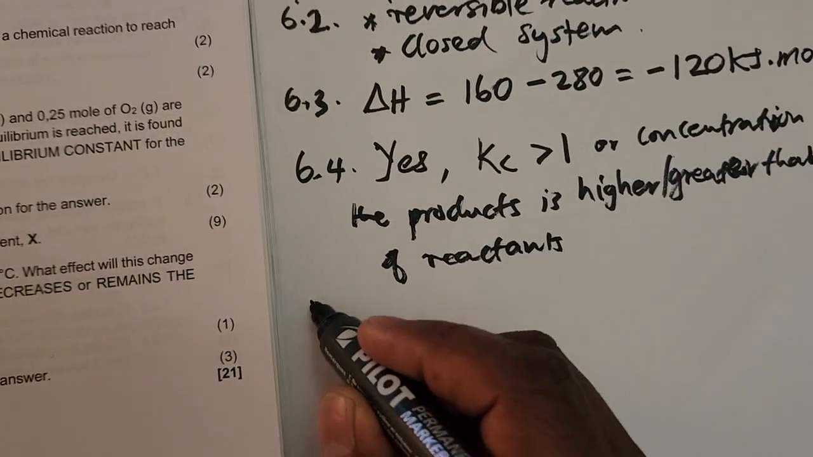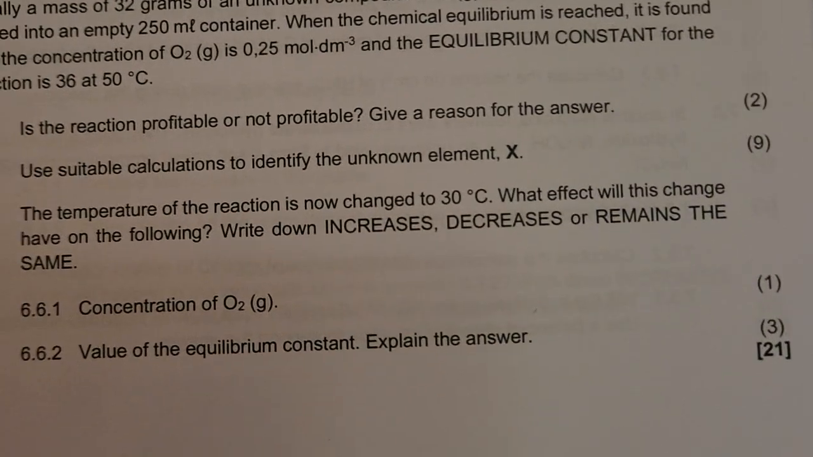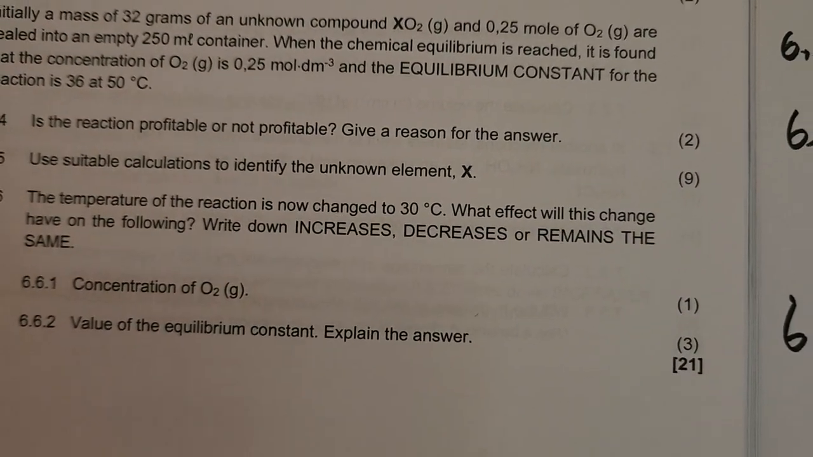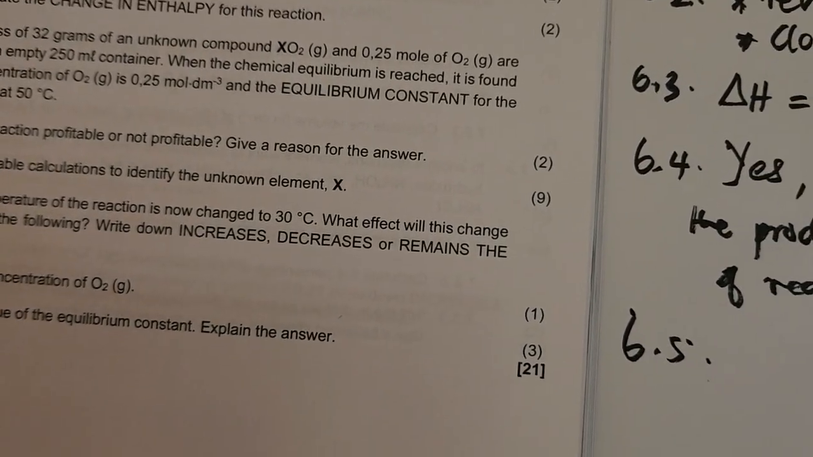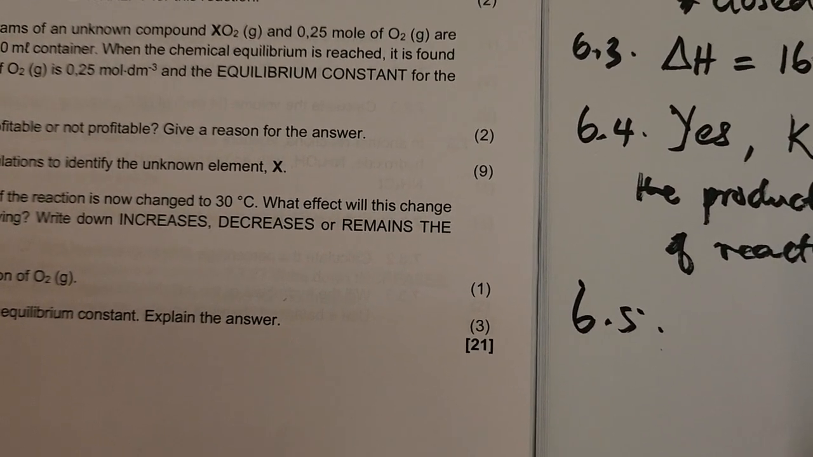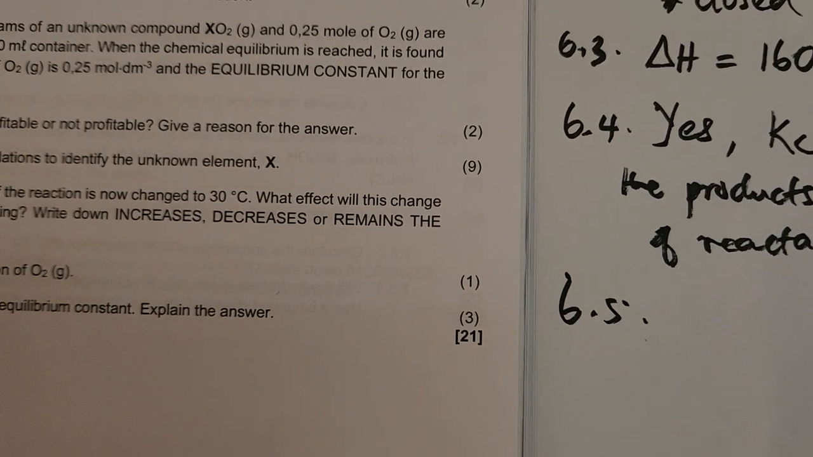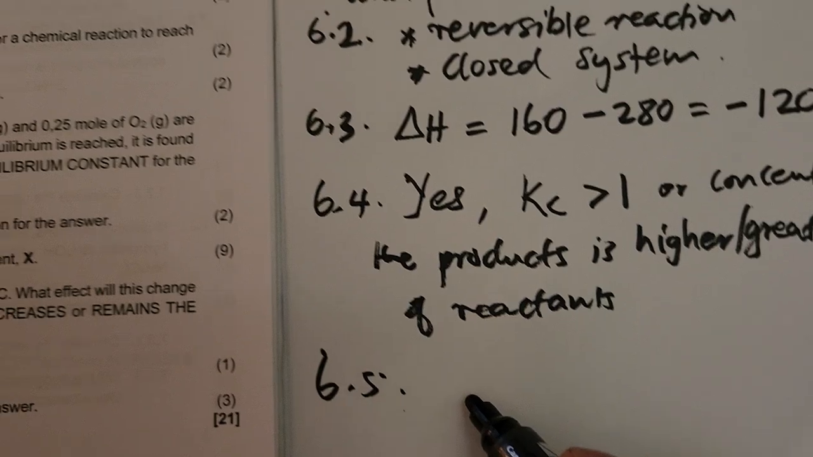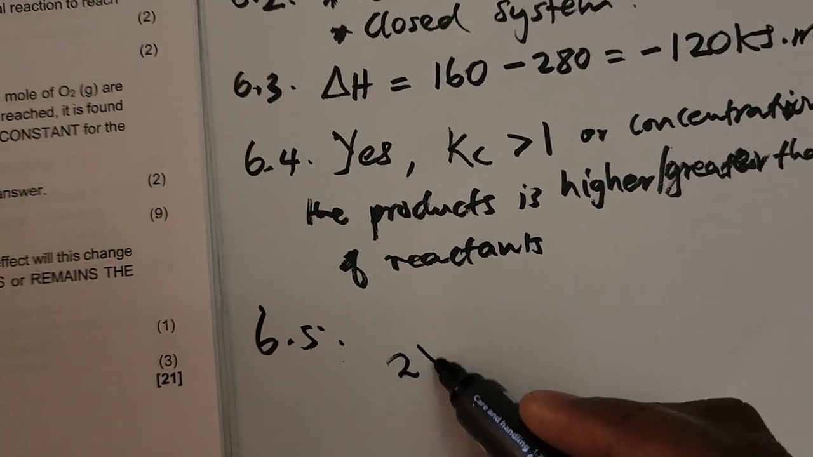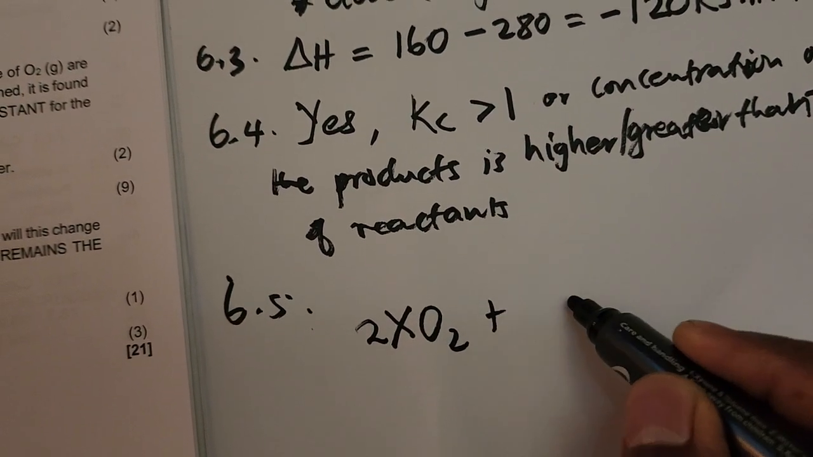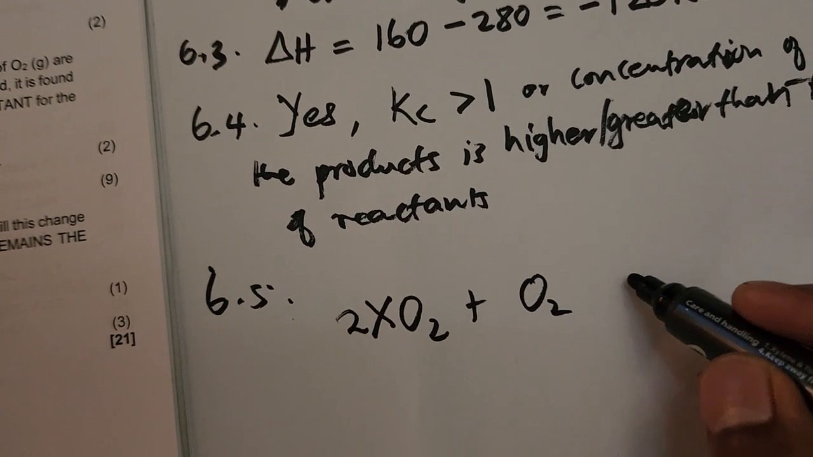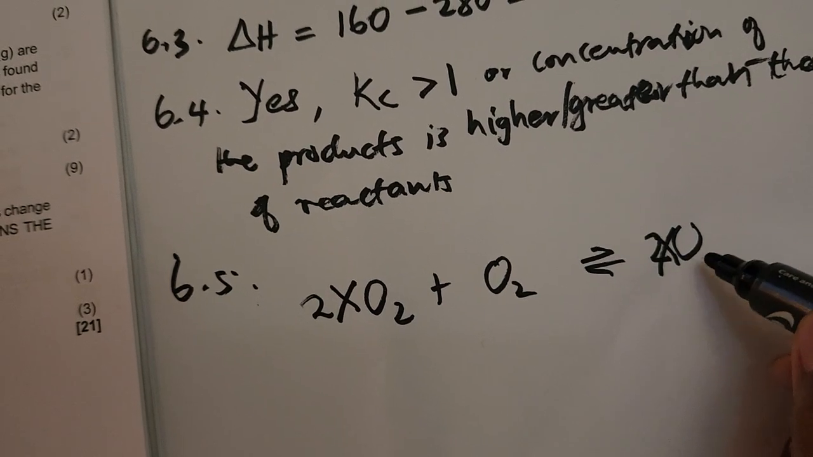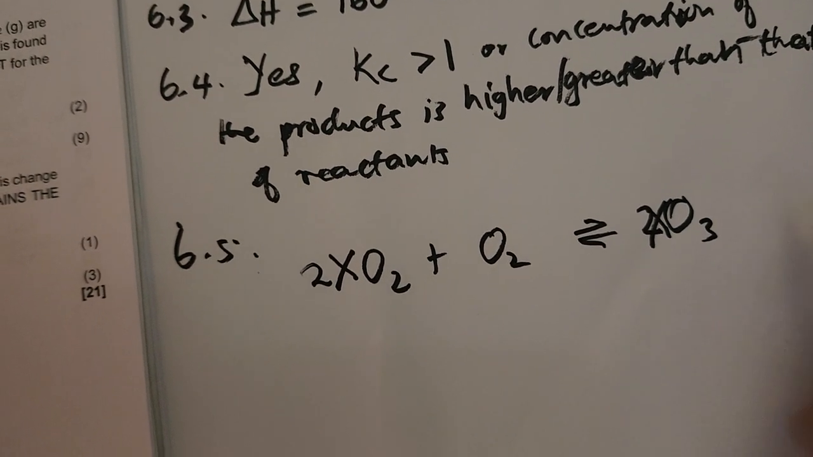Now 6.5, use suitable calculation to identify XO2 max. Now what do we do? In this case, once it's this many marks, we are going to draw the table. Let's just copy the reaction first: 2XO2 plus O2 forms a 2XO3. Fine.